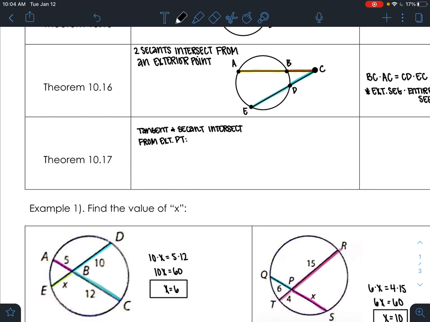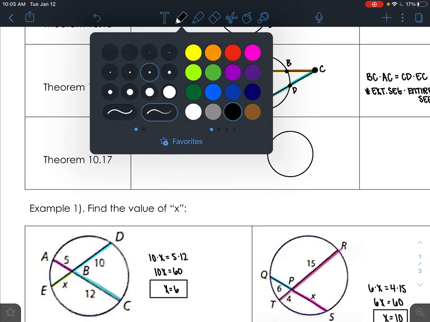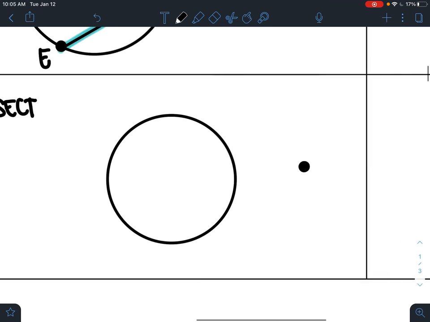Okay. So again, we have this exterior point. So let's draw the picture, and let's draw a circle. And let's go ahead and mark our exterior point on the outside. And what we're going to do is we're going to draw our tangent so that it comes up to the top. So let's draw our tangent, and let's mark that point of tangency.